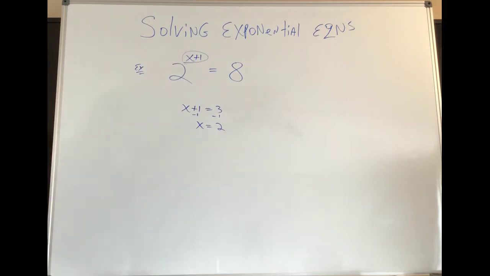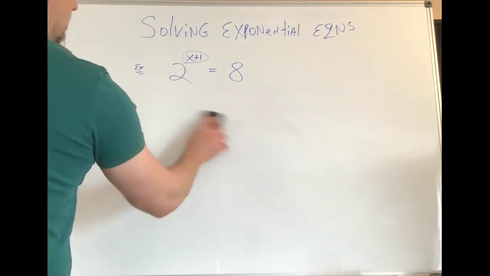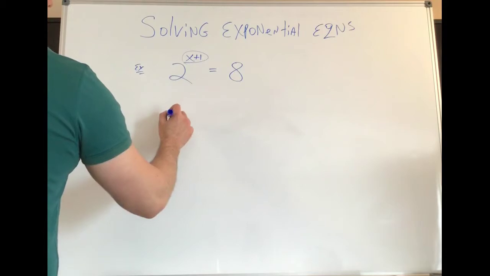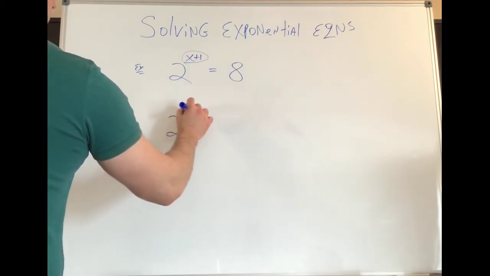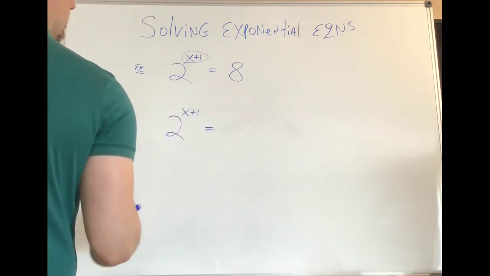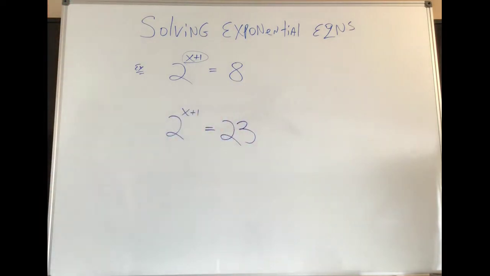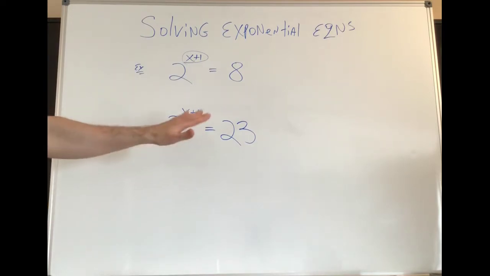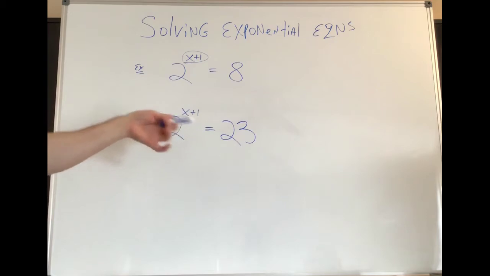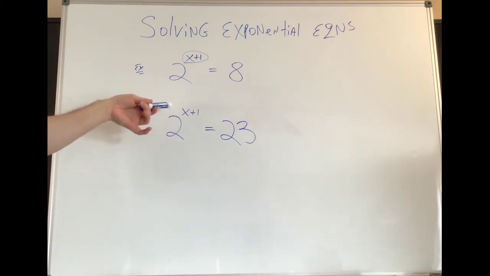So, this is so stupid and easy. Yeah, it is, but when I give you something like this, you can't do this so easily. Let's see. Powers of 2: 2, 4, 8, 16, 32. Crap, I don't get 23. 23 is not a power of 2. This is not easy to figure out what x has to be.